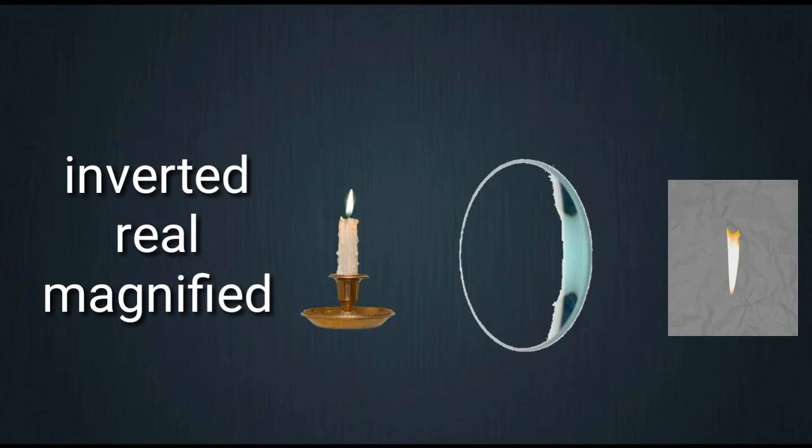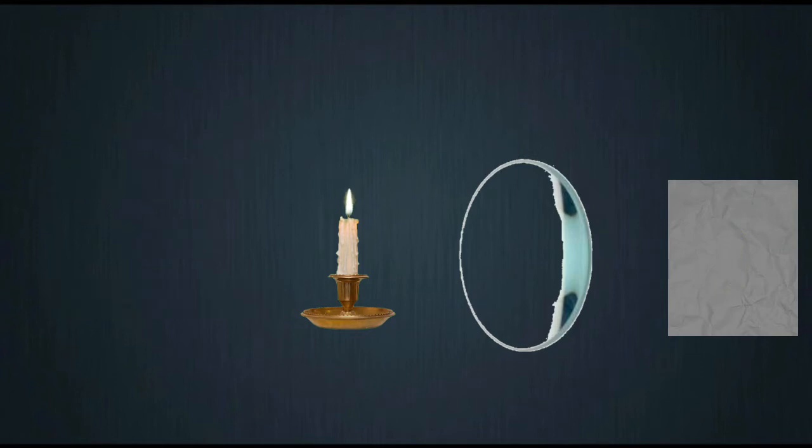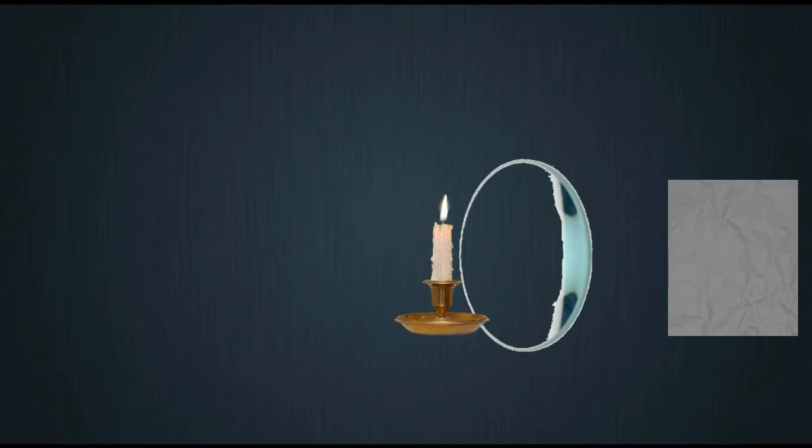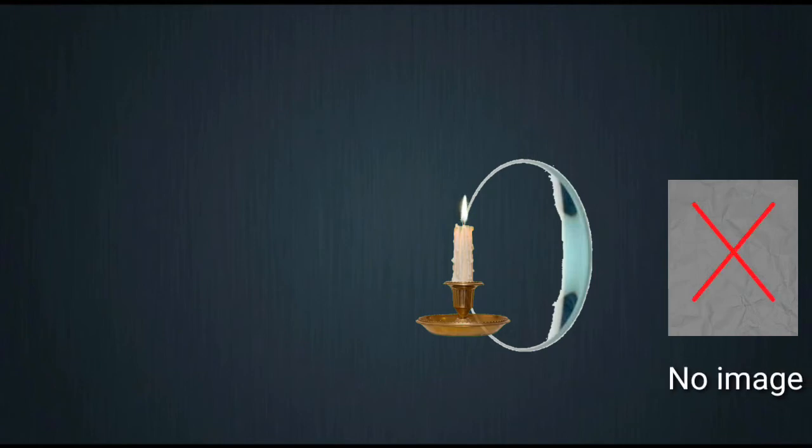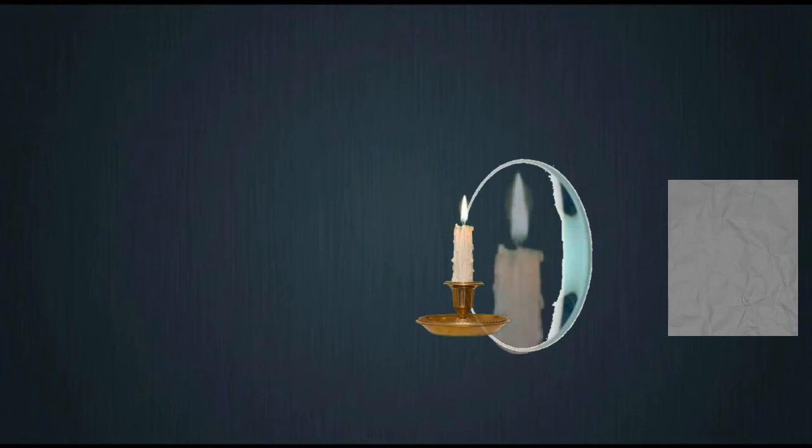Let's see, if we put the object just near to the convex lens, then what will happen? Now if we bring this candle near to the convex lens, we will find that no image will form on the screen, and the image will form on the convex lens, and the image is virtual because no light is passing from the screen.